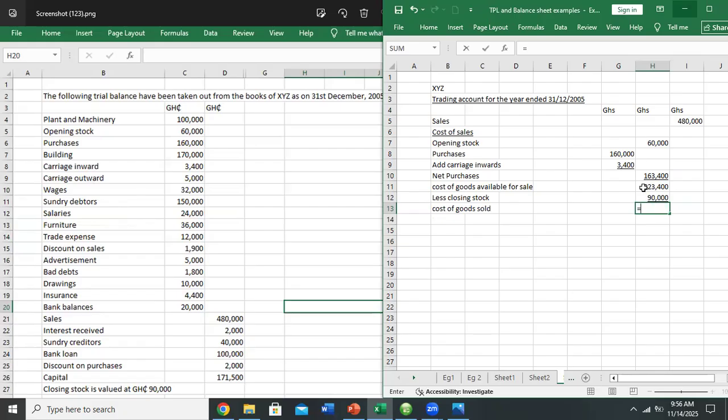So that will be 223,400 minus 90,000. We have 133,400. We add the wages, the trading expense wages of 32,000. Prof. Ajima, I think you'll be doing the punching of the calculator for us. So when you add, how much are you getting? Austin, question.